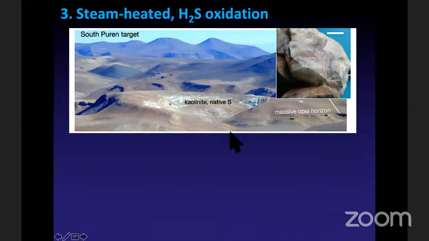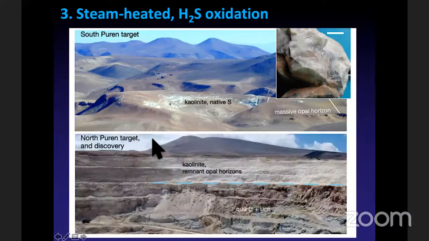So if you go around the corner in this district in La Coipa, there is an area, about 30 square kilometers, of steam heated alteration with native sulfur ore workings, with a massive opaline horizon. You can see the remnants here. So here we have the steam heated profile, beautifully preserved, with a massive opal horizon, kaolinite, native sulfur.